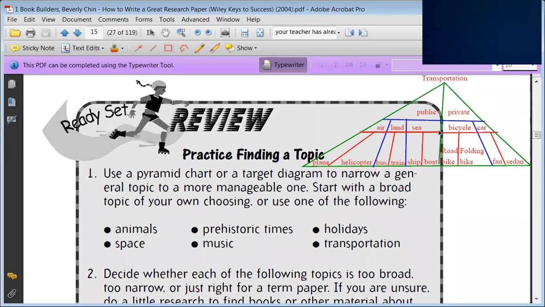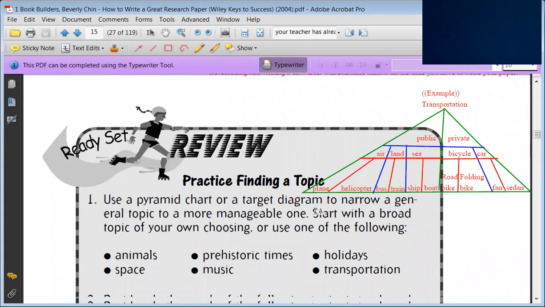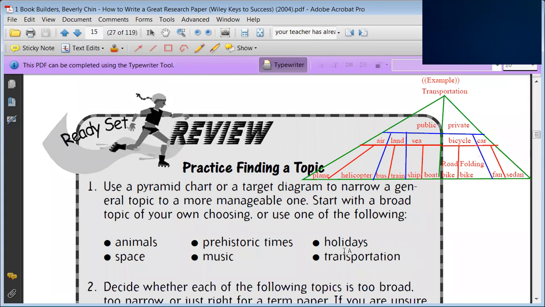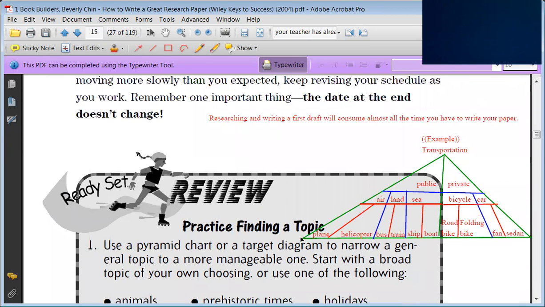pyramid chart. As you can see, here we have an example, which is transportation. We have taken this topic and made this pyramid chart to trim it down. Transportation in general is divided into public and private. Public transportation and private transportation.